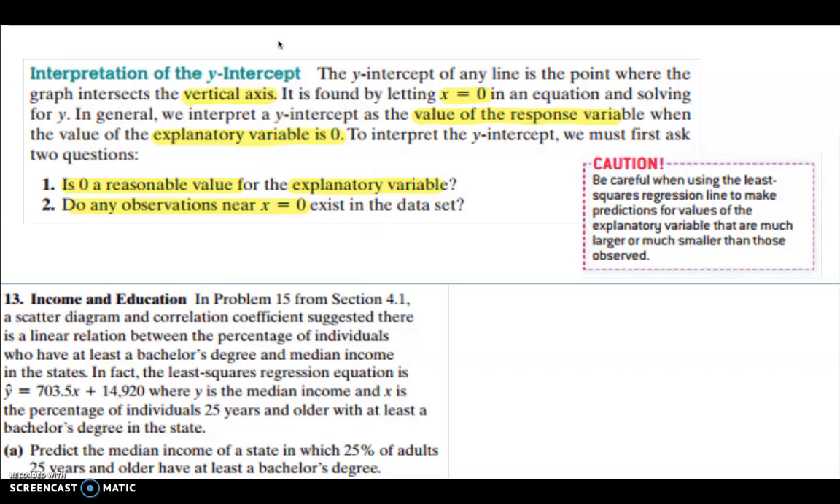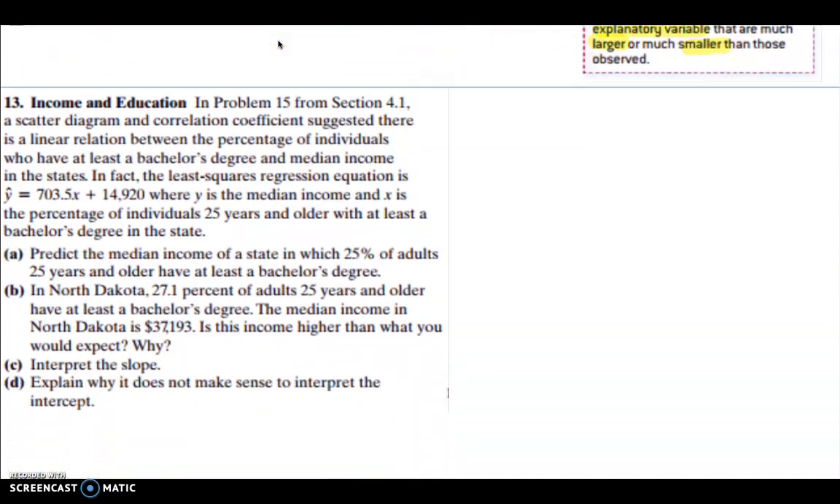One note on the right here: caution, be careful when using the least squares regression line to make predictions for values of the explanatory variable that are much larger or much smaller than those observed. If your data values are between 100 and 200 and you want to make a prediction based off of an explanatory variable value of 500, that's well outside the scope. It's much larger, so you need to be very cautious. Try and stick close to the range of data that you have for your explanatory variable.